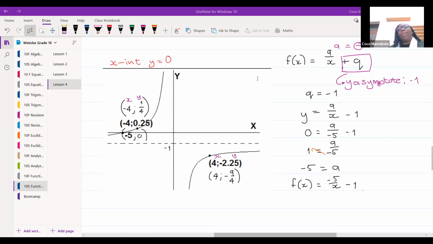Siyabonga, we cross multiplied. So we went -5 times 1, and then 1 times a. 1 times a is a, and -5 times 1 is -5. Okay, excellent. All right, let's begin a new chapter.